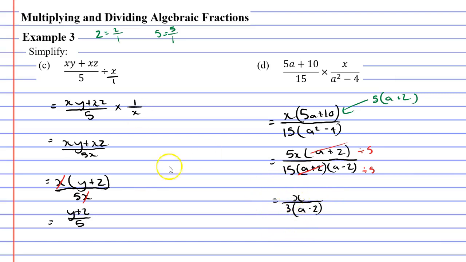I'm going to do one more step, and you don't really have to do this. I'm just going to expand our denominator now. So 3 times a is 3a, and 3 times 2 is 6. So we get 3a minus 6. But either one of these responses is perfectly fine.